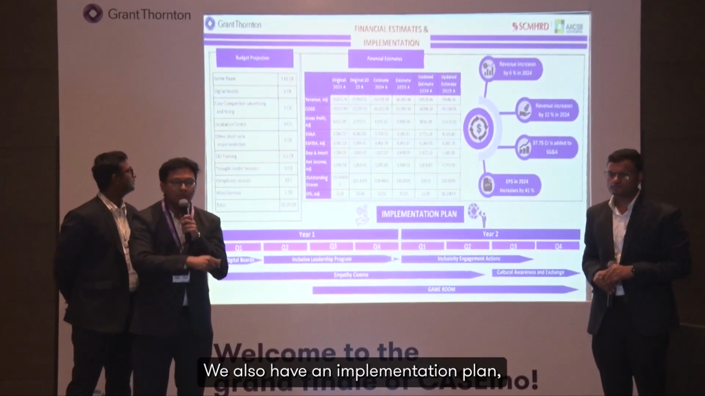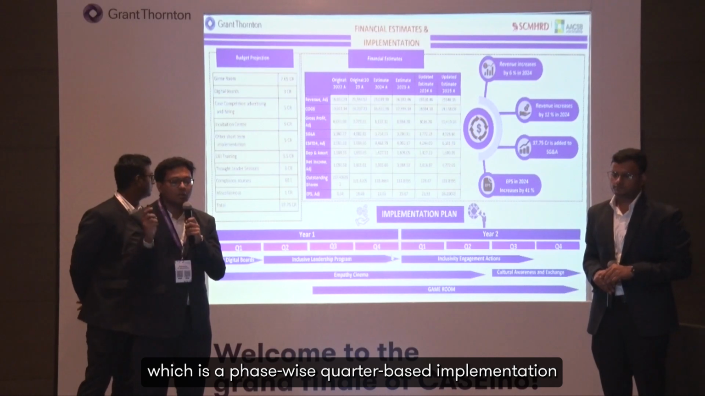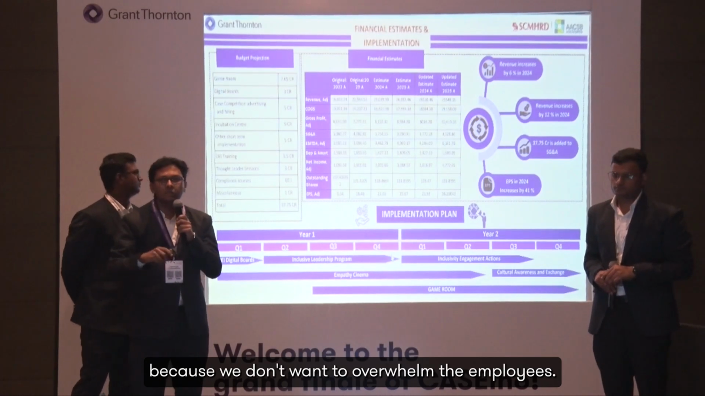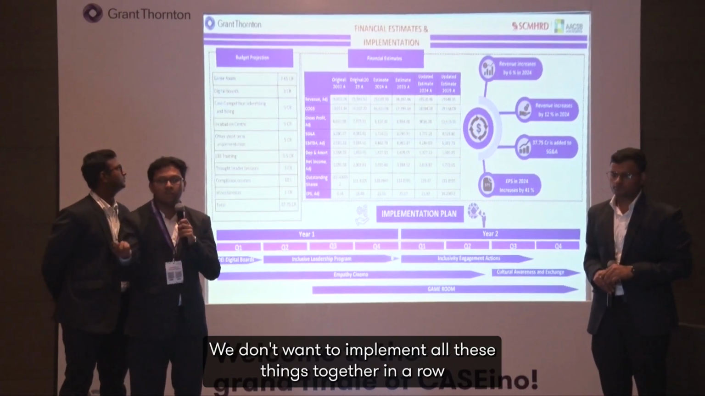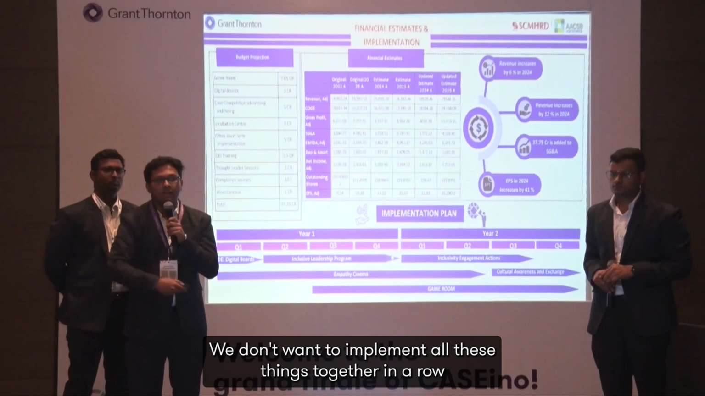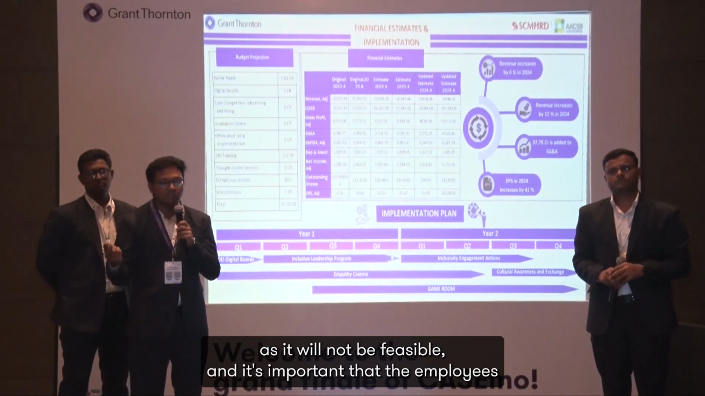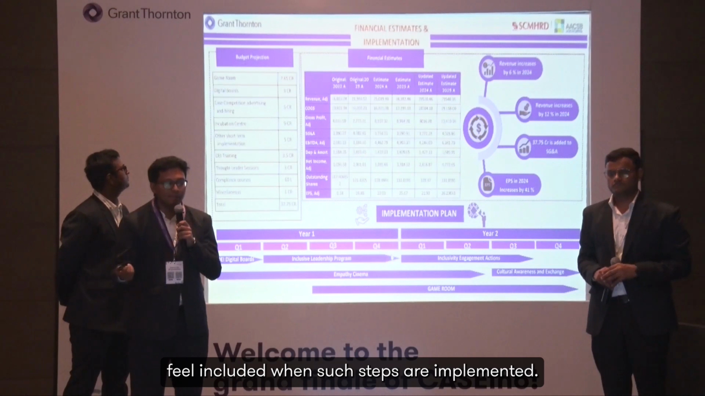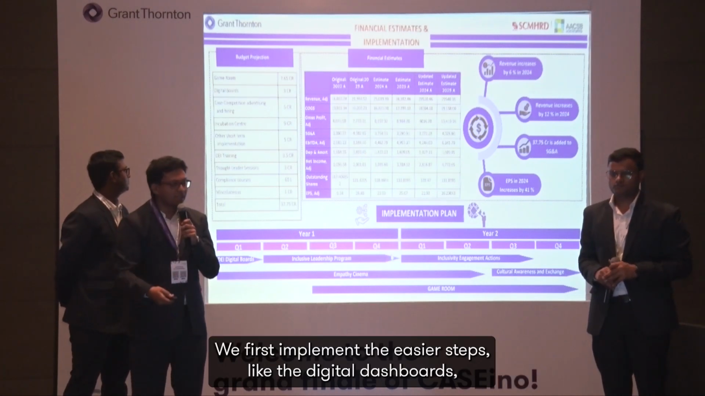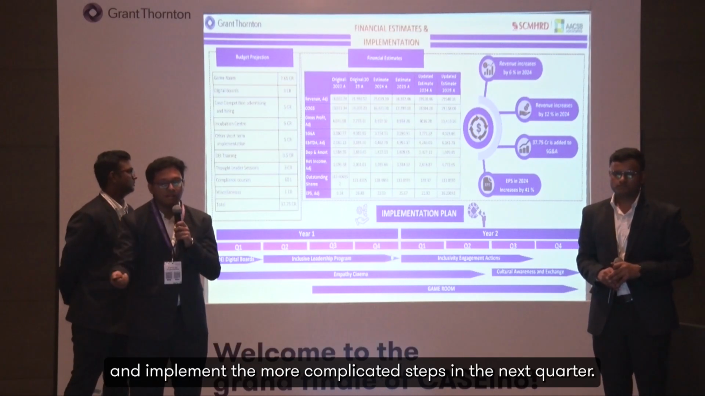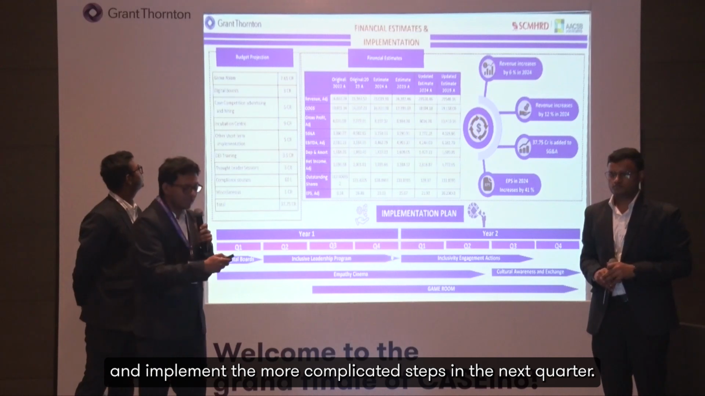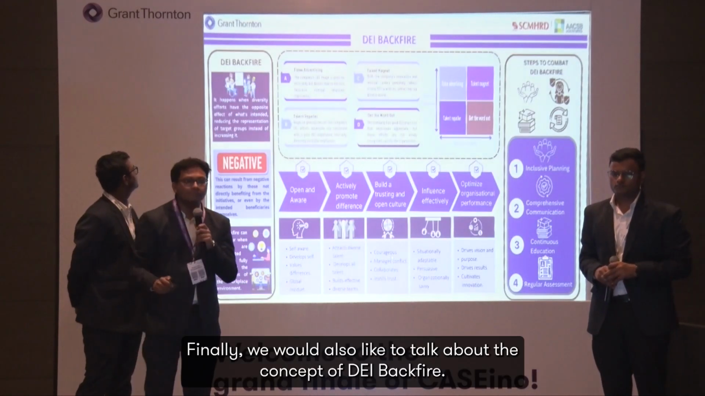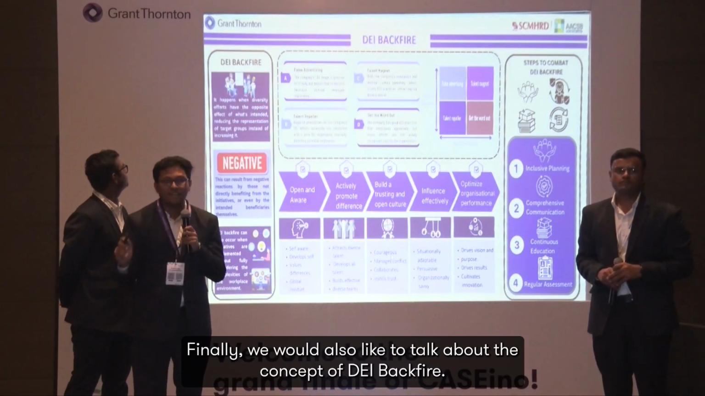We also have an implementation plan, and it's phase-wise, quarter-based implementation. Again, because we don't want to overwhelm the employees. We don't want to implement all these things together in a row, because it will not be feasible, and it's important that the employees feel included when such things are being implemented. The easier things like digital dashboards, we implement first, and the more complicated things we go for in the next quarter. And finally, we would also like to talk about the concept of DEI backfire.